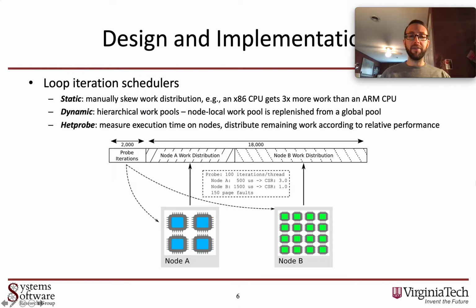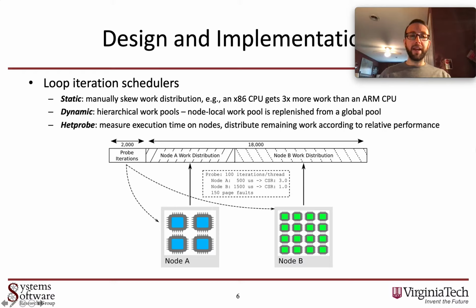libhetmp adds a lot of new functionality to OpenMP's loop iteration schedulers. In particular, it adds new functionality to two existing schedulers, the static and dynamic schedulers, and also adds a third scheduler, the headprobe scheduler, specific to heterogeneous ISA CPUs. OpenMP's static scheduler evenly distributes loop iterations across all cores in the system. libhetmp extends the static scheduler to allow users to manually skew work distribution. As an example, an x86 CPU might need 3 times more work than an ARM CPU because it has better single-threaded performance.